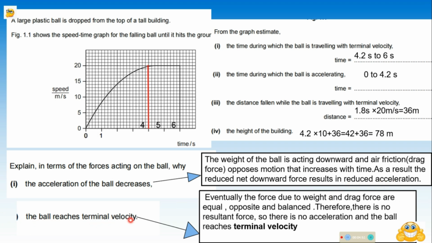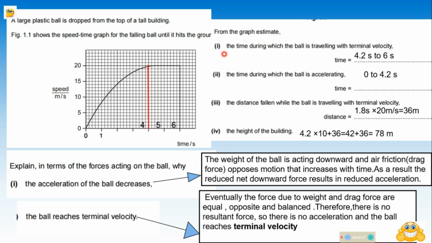The ball reaches terminal velocity. Eventually, the force due to weight and the drag force are equal, opposite and balanced. Therefore, there is no resultant force, so there is no acceleration and the ball reaches terminal velocity. I suggest you please watch a detailed video on this topic, on how the terminal velocity of a body is acquired, what drag force is, and for all other information.